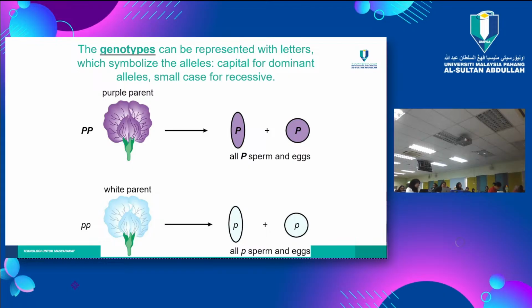Okay, so consider this genotype: a purple parent, a pure breed of purple and a pure breed of white, will have this.